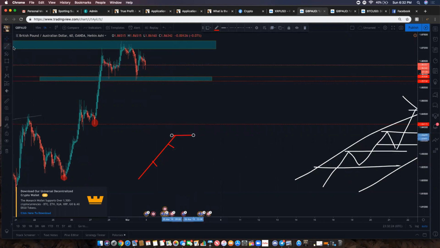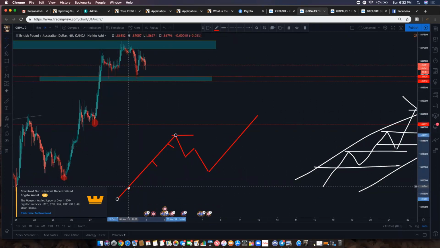So what the market does, it drops, comes back to retest, it drops, right? And if it doesn't retest at this point, then we'll usually see the market come back and continue going up. Proper structure, right? Here's the breakout, here's the retest, here's the continuation.